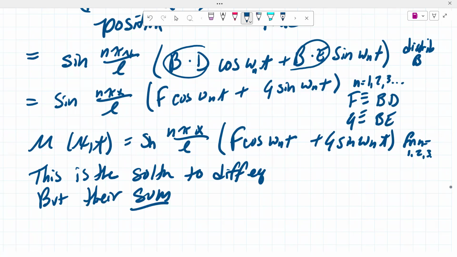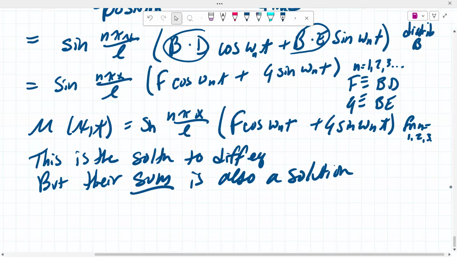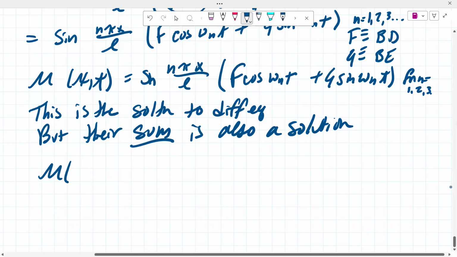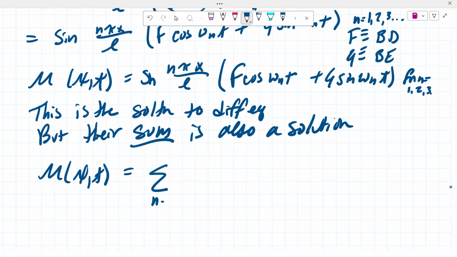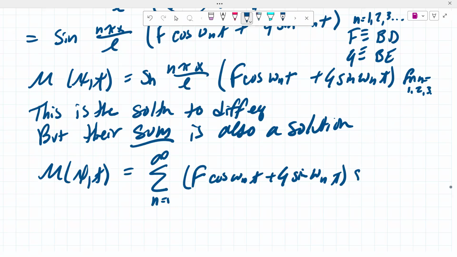Their sum is also a solution. So we can write then u of x and t equals the sum from n equals 1 to infinity of f cosine omega sub n t plus g sine omega sub n t, times sine n pi x over L, for n equals 1 to and so on.